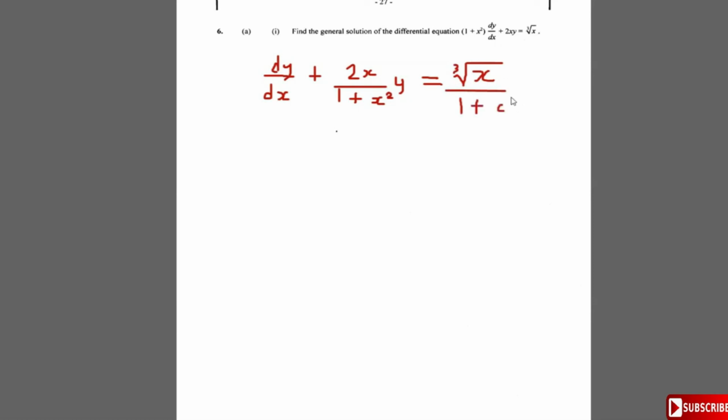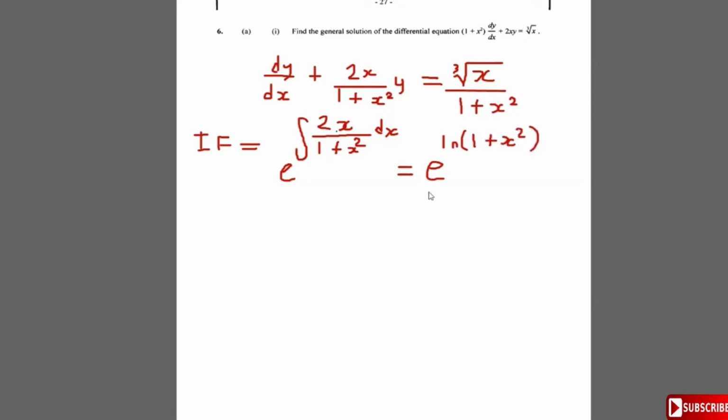Now this is a first order linear differential equation. And so the first thing we have to do is find the integrating factor. To find the integrating factor is e raised to the integral of 2x over 1 plus x squared dx. That's the integrating factor. Whenever the differential of the denominator is in the numerator, it's ln of the denominator. So the integrating factor is e to the ln of 1 plus x squared. Now e to the ln cancel each other, and so you just get 1 plus x squared. That's the integrating factor, 1 plus x squared.